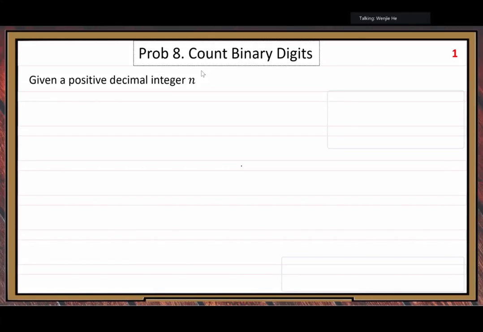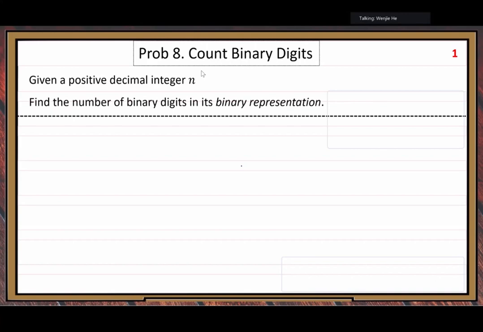Given a positive decimal integer n, find the number of binary digits, bits, right? The number of bits in its binary representation. It's a simple question. But we want to use this question to study recursion. The recursion, we do divide and conquer. When we do divide and conquer, we do it in a different way.